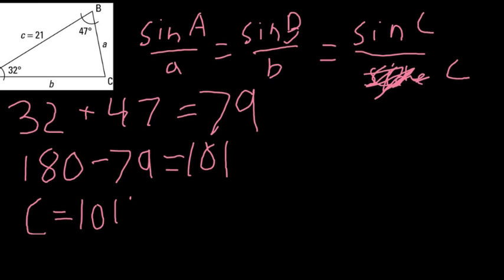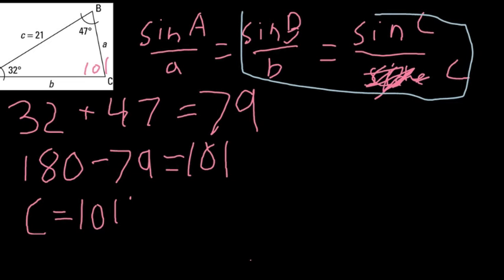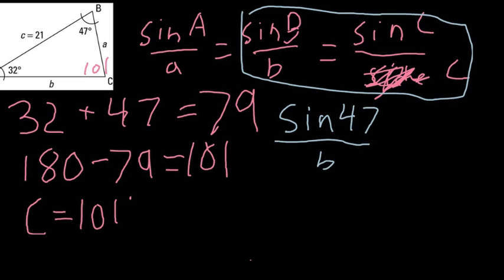We can now write 101 in our little triangle diagram. The next thing we need to do is use this side of the equation. Using that equation, we get the sine of 47 over B equals the sine of 101 over 21.